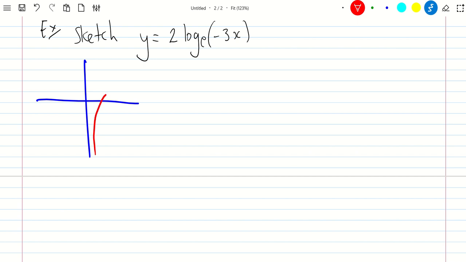y equals log e x looks like that. Again, going through 1, 0. Again, going through e, 1. And then what happens to it? Okay, so firstly, what does this 2 do? That 2 stretches everything in the y out by, it doubles everything on the y from the x-axis.